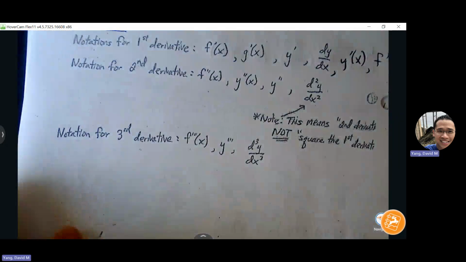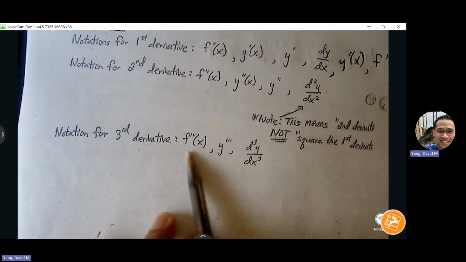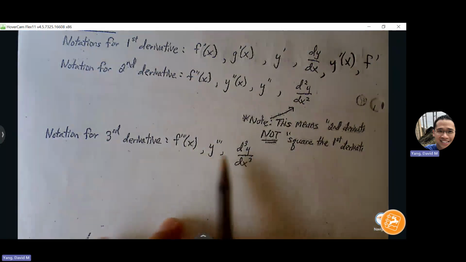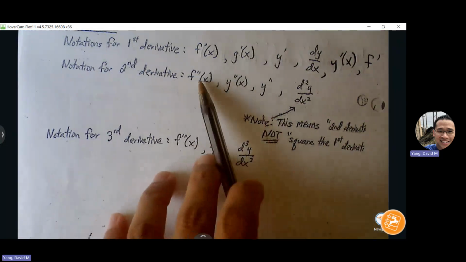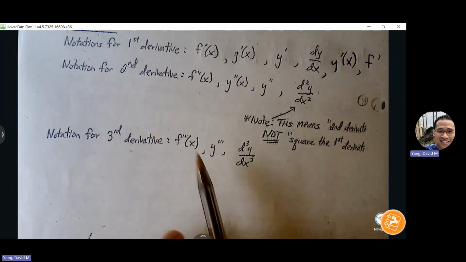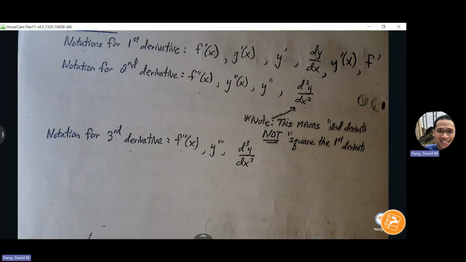And then this is less common. We're not going to see a whole lot with third derivative, but you can just tack on that pattern and form the notation for third derivative.